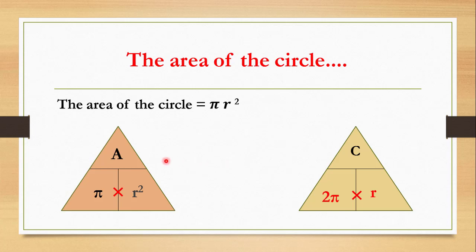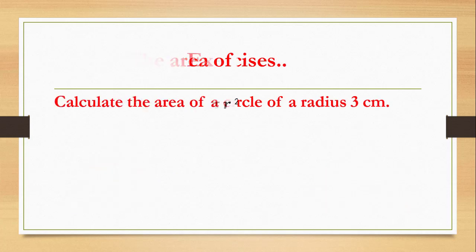Okay, don't forget the area is pi R power 2 and the circumference is 2 pi R or pi D. The unit of circumference is centimeter or meter, a unit of length. The unit of area is, of course, a squared unit, like meter squared, centimeter squared, or whatever. Okay, let's take some examples to clarify the area and circumference.